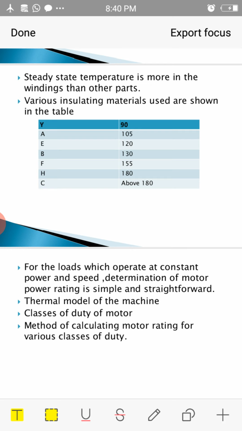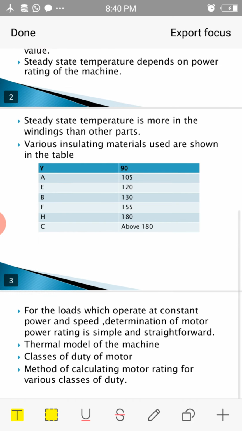Similarly, we will classify different types of motors depending upon the load variation with respect to time. This is called classes of duty of motors. There are classes like S1, S2, S3, and like that the motor classification is there. We will discuss these things, and another thing we are going to discuss is how to calculate the rating of the machine for these various classes. We will discuss the thermal modeling in the next class.